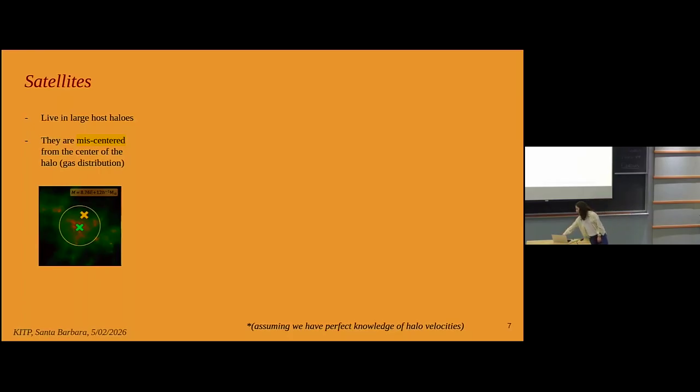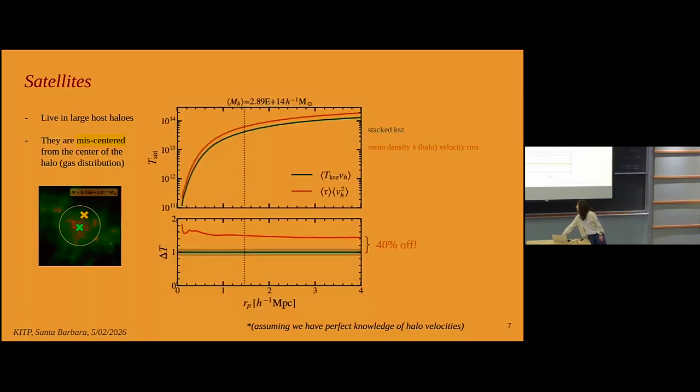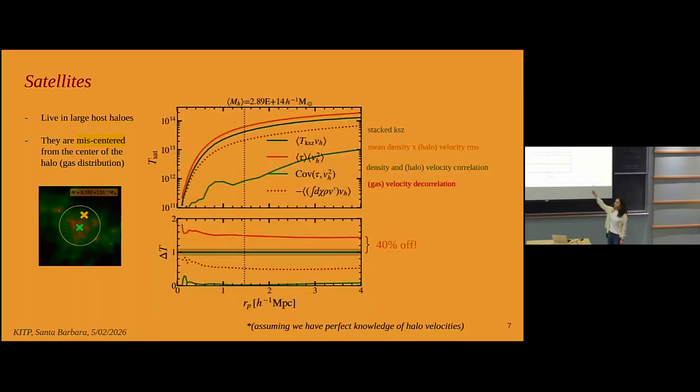Okay, we will play the same game as with centrals now. This is the full signal. The orange is only assuming tau times V_RMS, the RMS of the halo velocities. And you see that this is off by an almost constant factor, by 40% in this case. This number can be higher or lower depending on the selection. But basically, it's telling you that this assumption that the gas around satellites moves with the halo is not true. So the gas velocities decorrelate due to nonlinear effects.